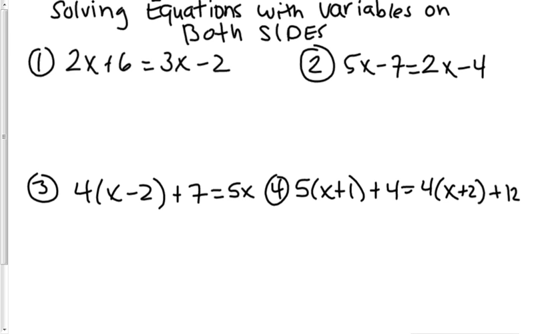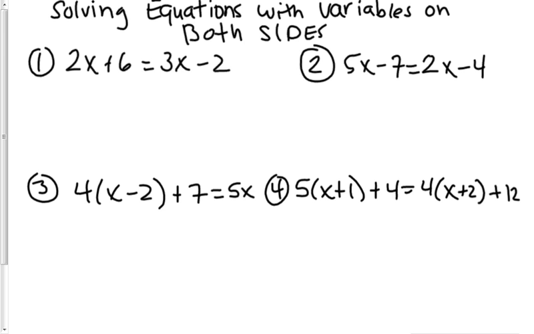Okay, solving equations with variables on both sides. Let's look at number 1. 2x plus 6 equals 3x minus 2. So here we have some options. We need to get all our variables on one side and all of our numbers on one side.